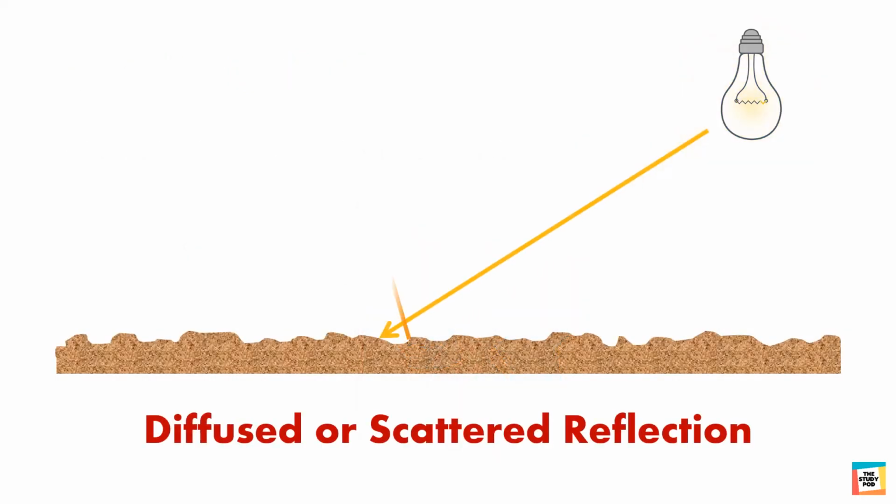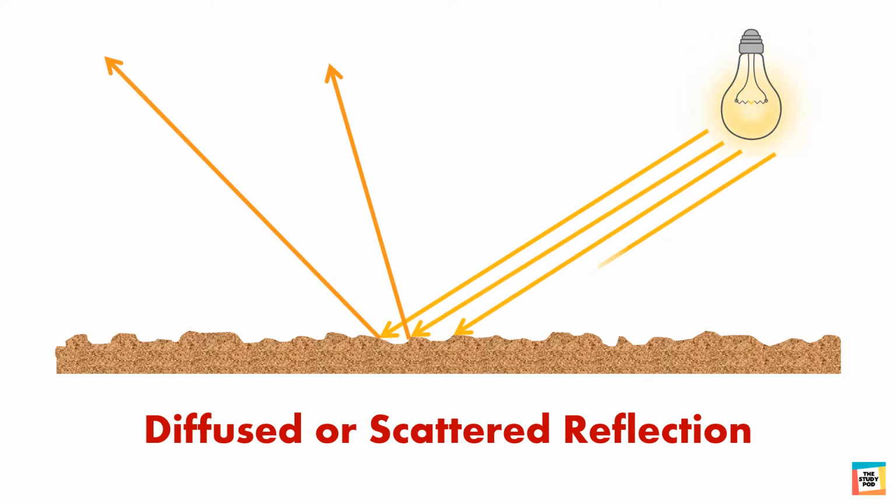When parallel rays of light fall onto a rough surface, they are scattered or reflected in different directions. This type of reflection is called diffused or scattered reflection, and no images are formed.